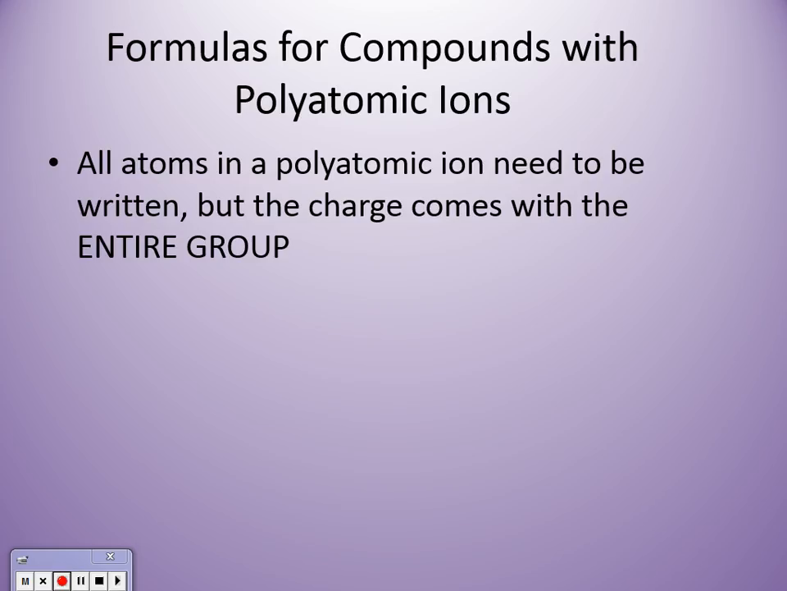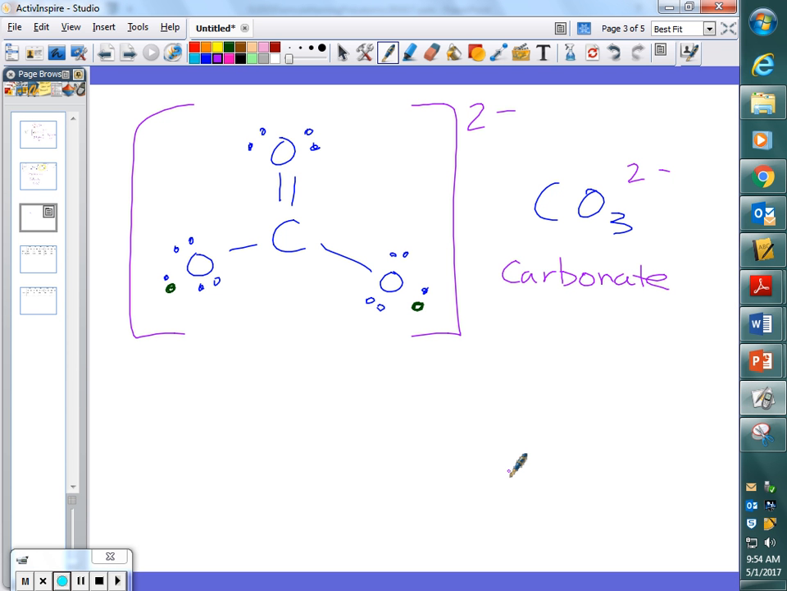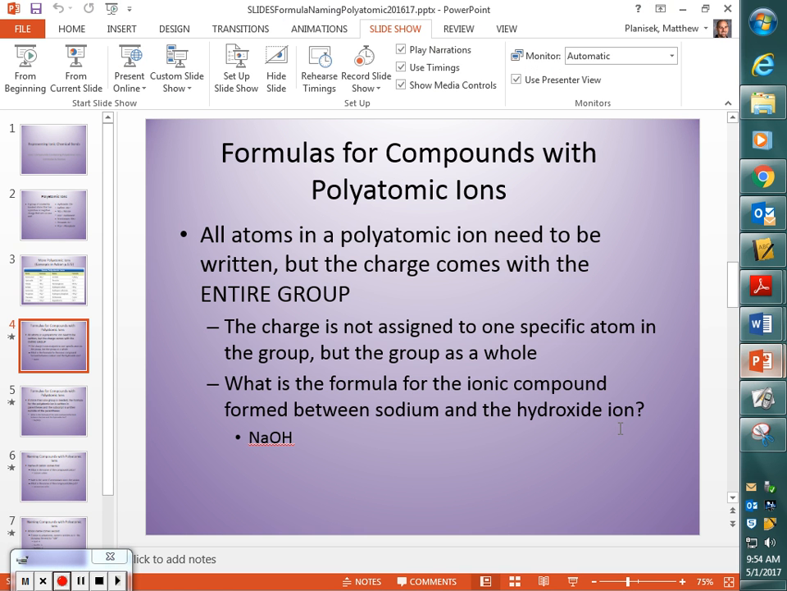Even though in this picture, at least the way I drew it, these oxygens have gained these extra electrons, it doesn't always stay that way. It's not as simple as this picture shows. This charge is sort of distributed among the entire group of atoms. They really do behave as a group, not as individual atoms. So the charge comes with the entire group, and that means we have to write the entire group.